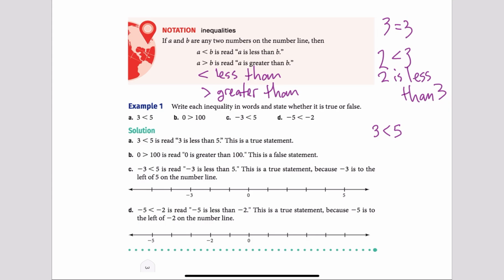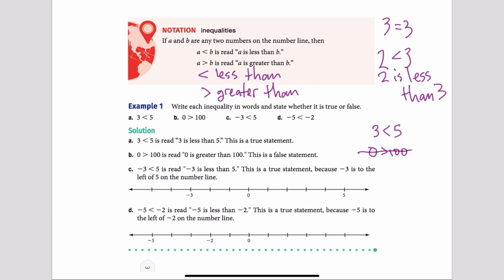How about B? 0 greater than 100. Right? This is not true. 0 is not greater than 100. 0 is less than 100. So that wouldn't be a true statement. What about C?